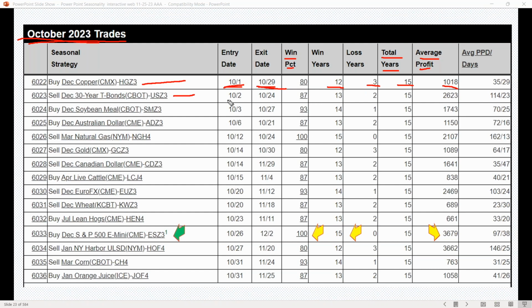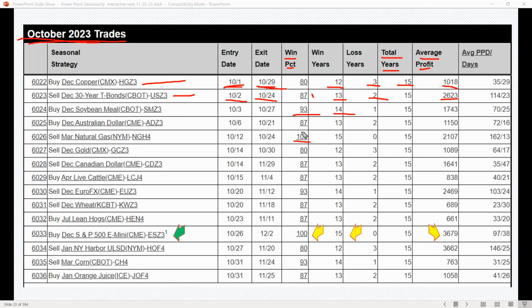Here's 30-year bonds, which would get in on the 2nd of October, out on the 24th. That's marked over the last 15 years, with 13 out of 15 trades winners. You can see what the profit is. What I like to do is come down and look for the big winners. Here's one that was 93% winning probability, 14 out of 15. Here's one that was a 100% winner. This was natural gas, 15 out of 15 years.